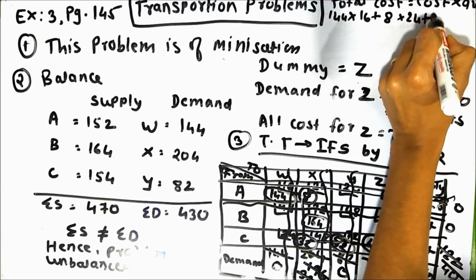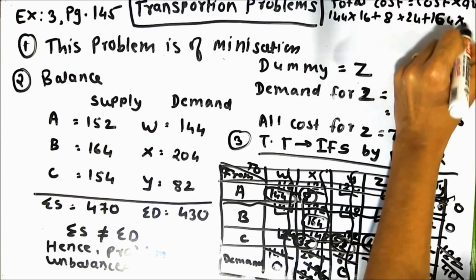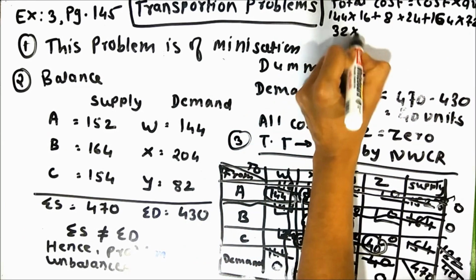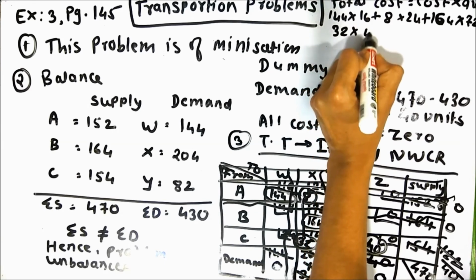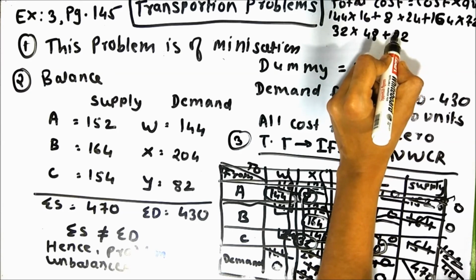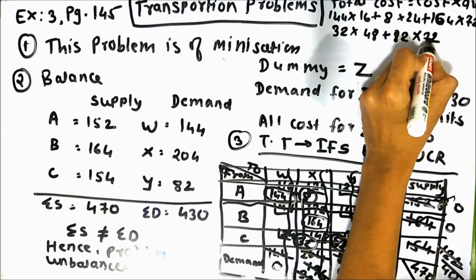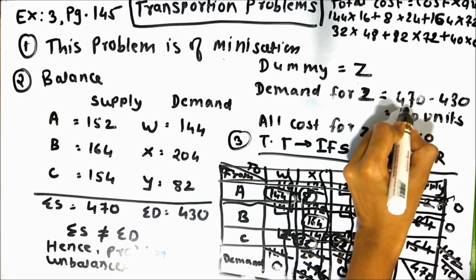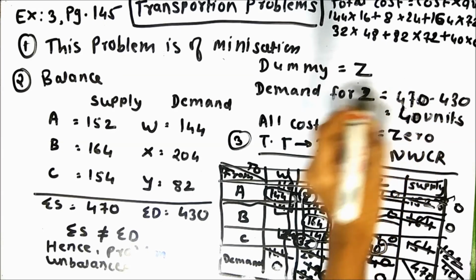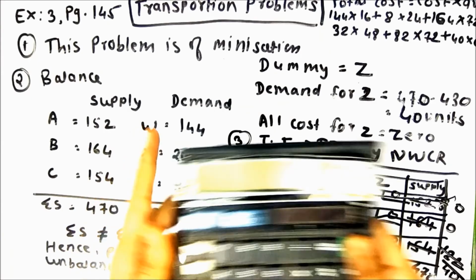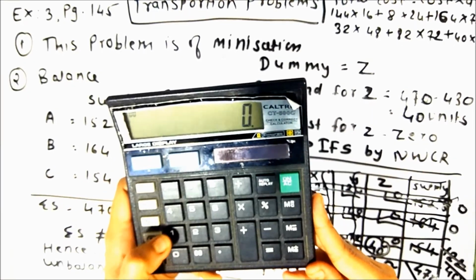164 into 72, next 32 into 48 plus 82 into 72 and 40 into 0. Okay, so let us take the total. So take your calculator and here is your calculator. So let me find out the total.